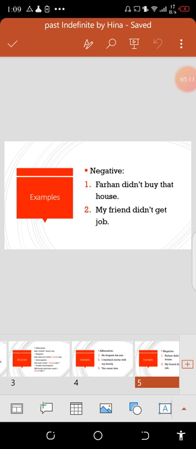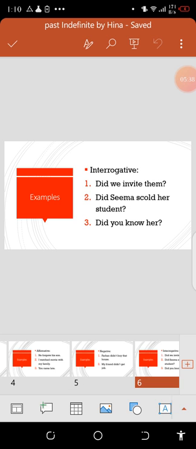Examples of negative: Farhan didn't buy that house, my friend didn't get a job. So here we are using the negative structure. Farhan is the subject, didn't is a part of the structure, and buy, here we are not using the second form of buy, that is bought. We are using the first form, buy that house. My friend didn't get a job.